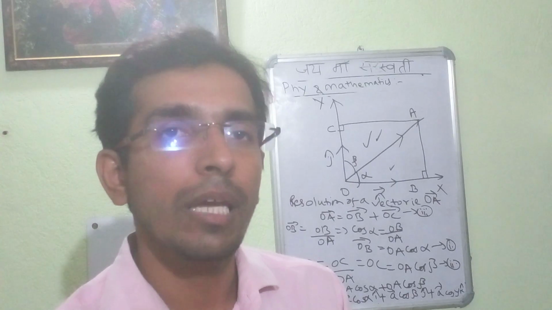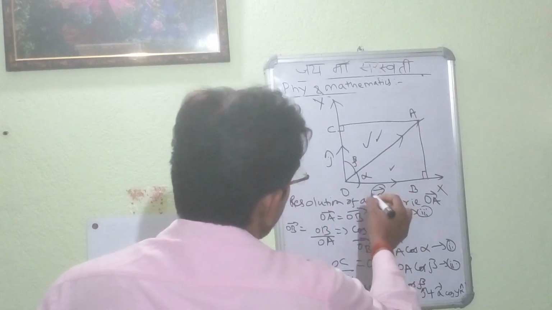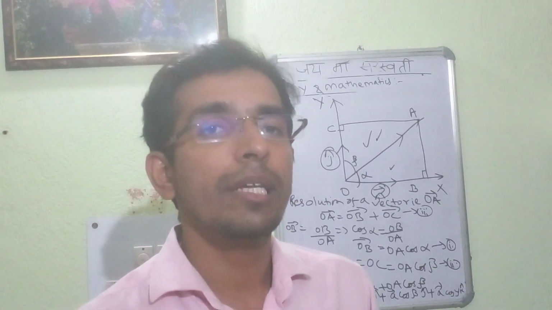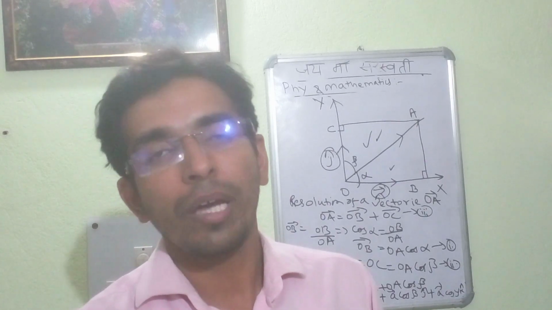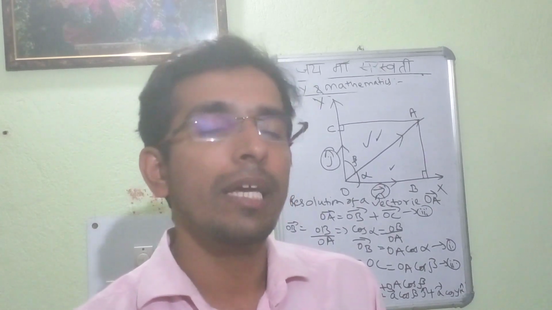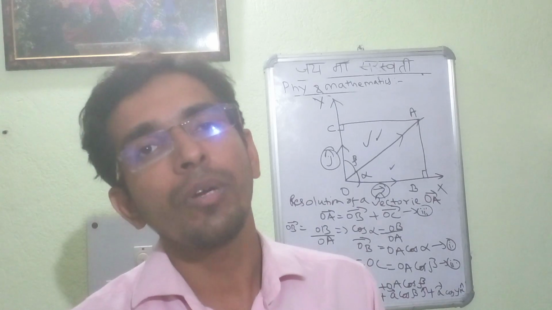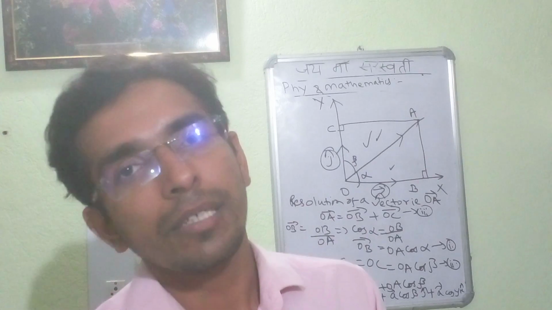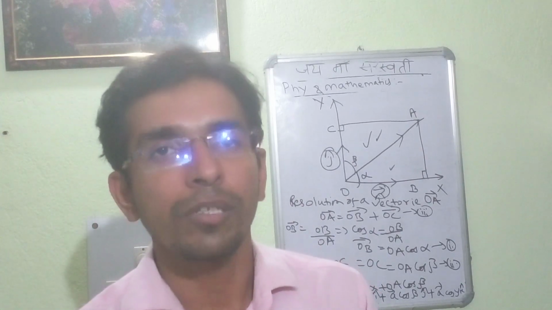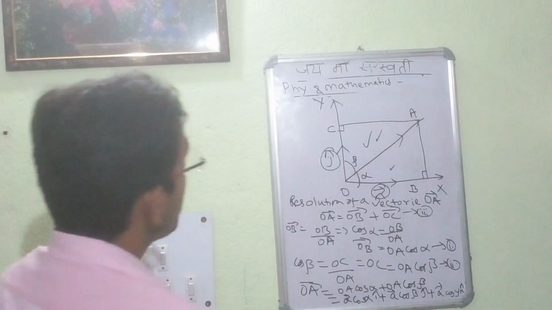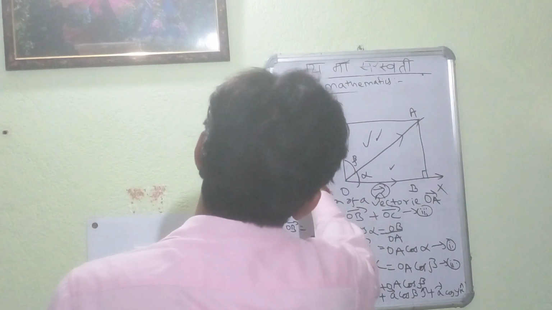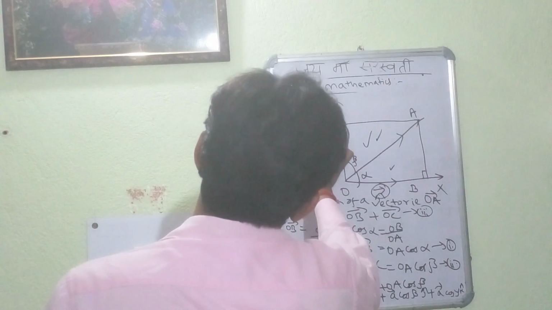Whenever we are taking 3D, in that case the K will come into action. These three particular unit vectors, I, J and K, are the unit vectors along the direction of x-axis, y-axis and z-axis respectively. So this is the resolution of a particular vector. This is the topic, resolution of a particular vector.